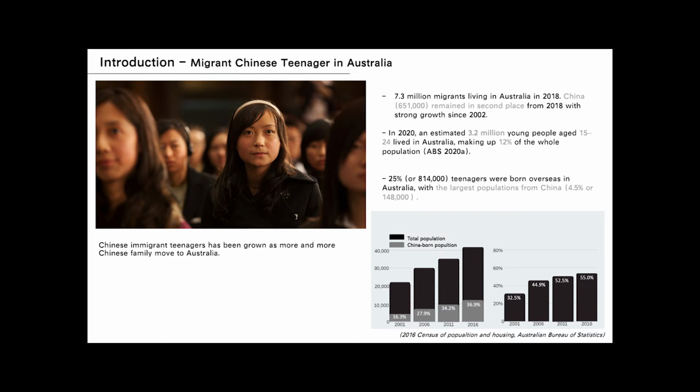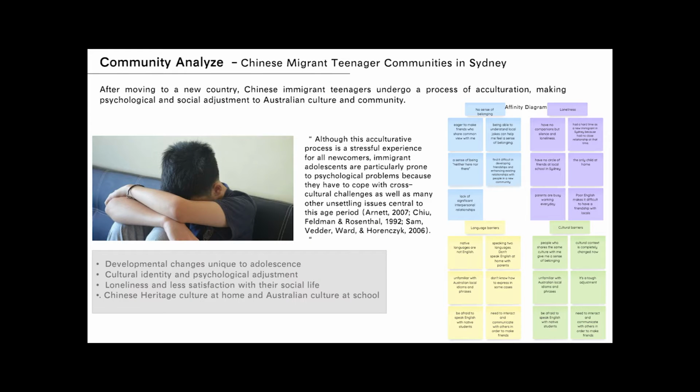Being considered as one of the world's major immigrant nations, Australia's migrant population has become increasingly diverse. Chinese migrants represent Australia's largest migrant group. At the same time, the population of Chinese migrant teenagers has been growing as more and more Chinese families move to Sydney. Although migration has contributed to the richness in diversity of cultures in Australia, the individuals who migrate experience multiple stresses.